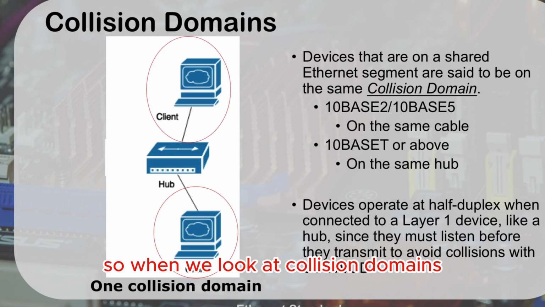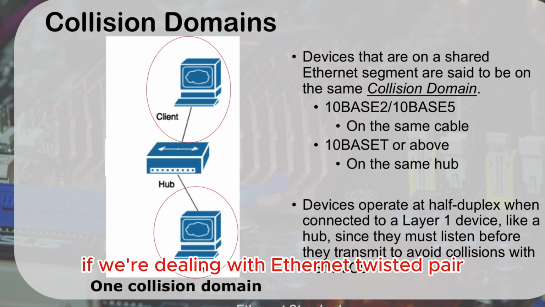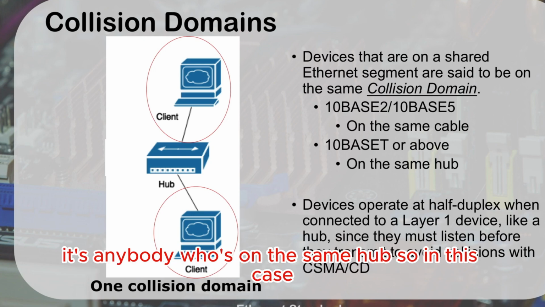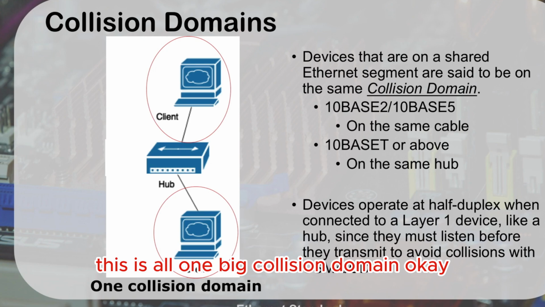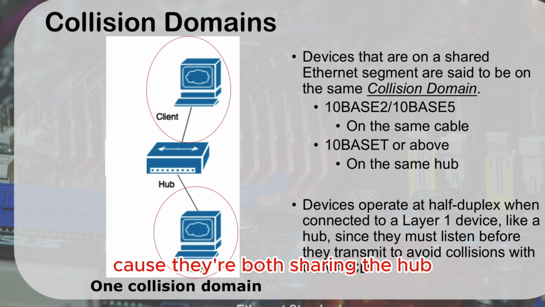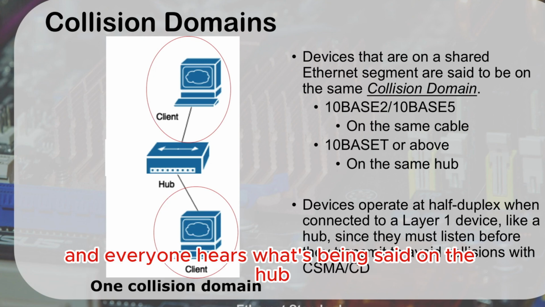So when we look at collision domains, if we're dealing with coaxial cable, everybody's on the same cable, that's one collision domain, okay? If we're dealing with Ethernet twisted pair, it's anybody who's on the same hub. So in this case, we have a hub and two machines. This is all one big collision domain, okay? Because they're both sharing the hub, because remember with hubs, everyone talks and everyone hears what's being said on the hub.